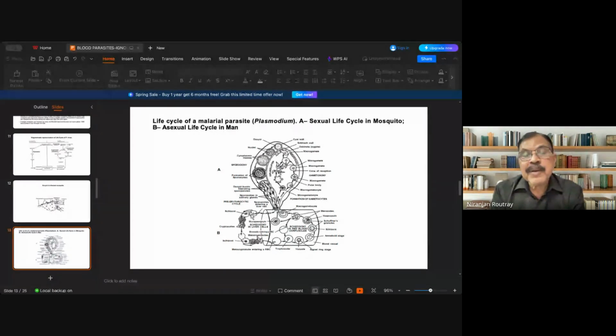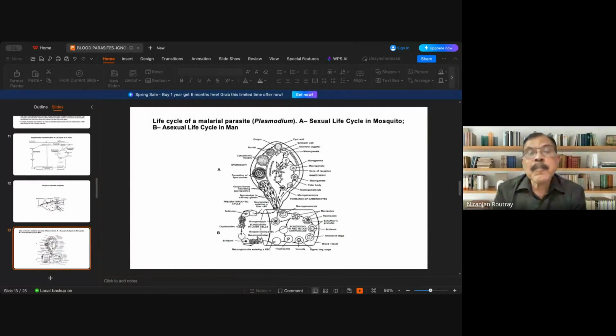So these are the hepatic cells, liver cells, again continuation in the liver cell. After several cycles, they go into the RBC, and inside the RBC they again multiply, but after a few multiplications, they give rise to the gametocyte, and this gametocyte will enter into the body of the mosquito for the formation of the gamete.